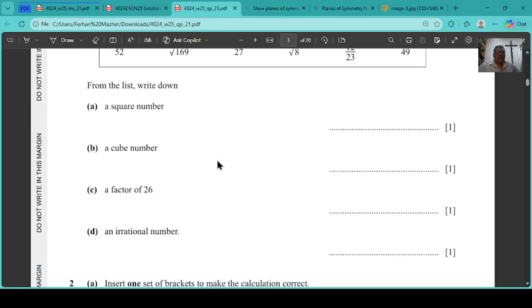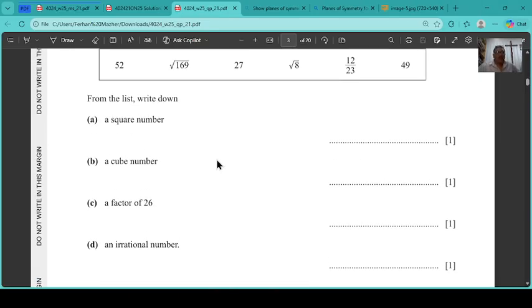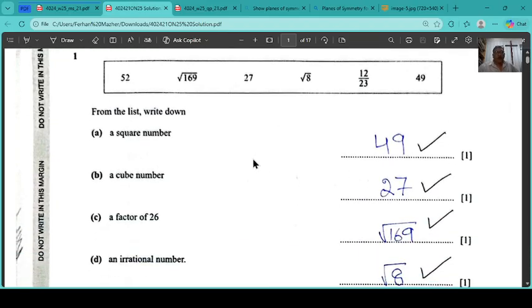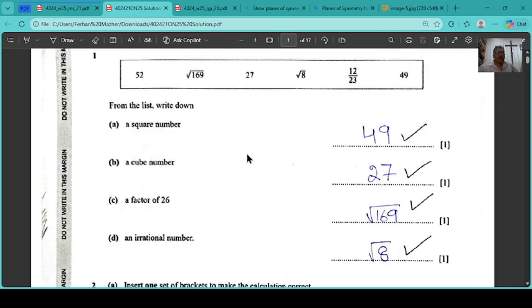Then he asks for an irrational number. An irrational number is normally a prime number under a square root. So the square root of 8 is 2 multiplied by 2 multiplied by 2, and when you take the square root you get 2 square root of 2. So the square root of 8 equals 2 times the square root of 2, and because the square root of 2 is an irrational number, the square root of 8 is irrational.